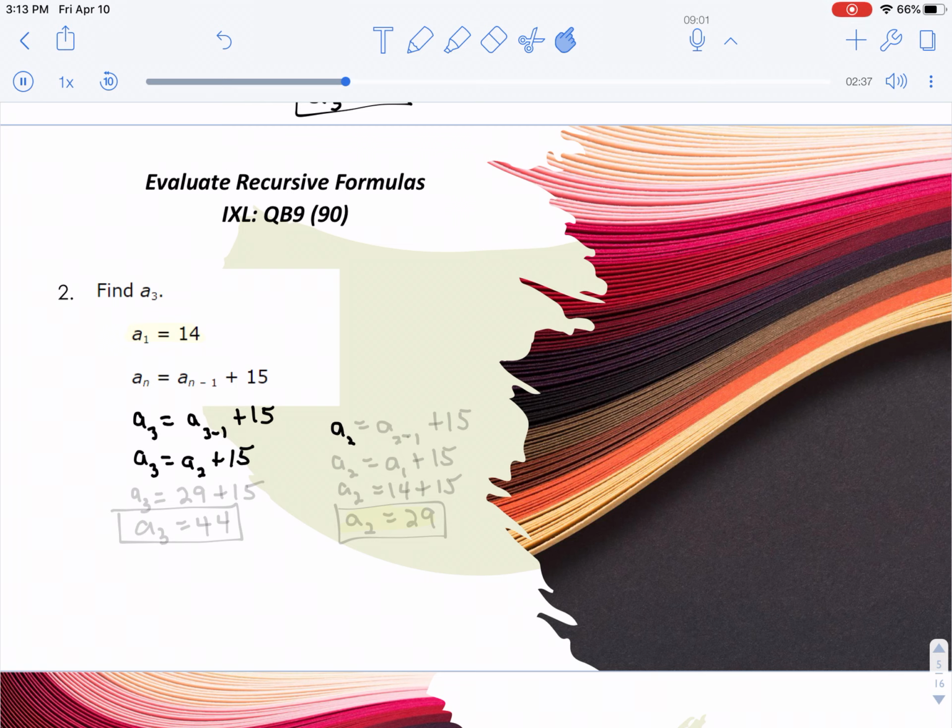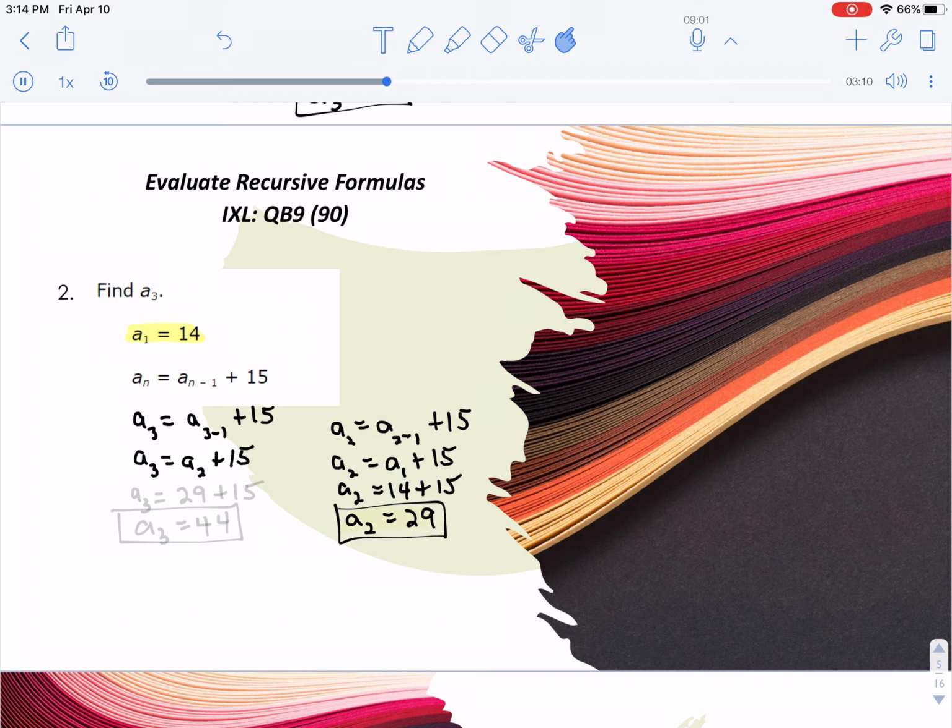So a sub 2 is a sub 2 minus 1 plus 15. And a sub 2 minus 1 is a sub 1, plus 15. Now I know a sub 1, they gave that to me. A sub 1 is 14. So I put in a sub 1, so I get a sub 2 is 14 plus 15. And 14 plus 15 is 29. So I have a sub 2 now.